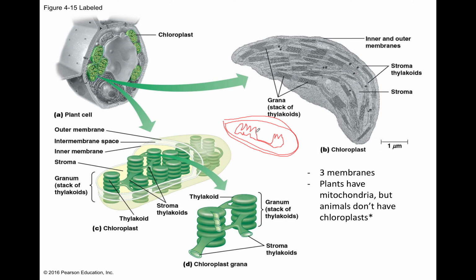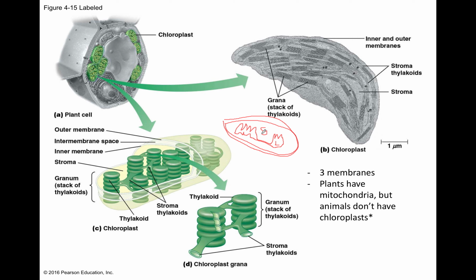This third inner membrane is called the thylakoid membrane. A single stack is called a granum. Plural stacks are called grana. The space inside that third membrane is called the lumen. And the space outside that third membrane, but inside these 2 membranes, is called the stroma. Okay?